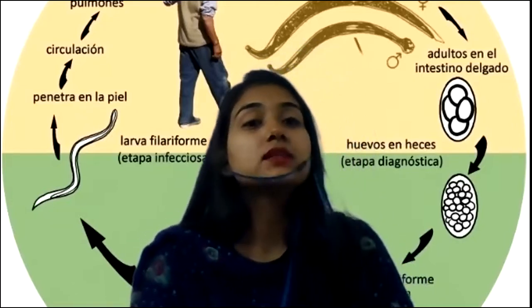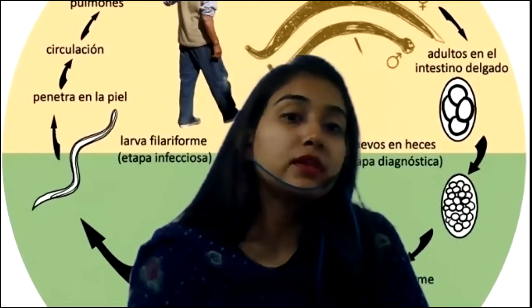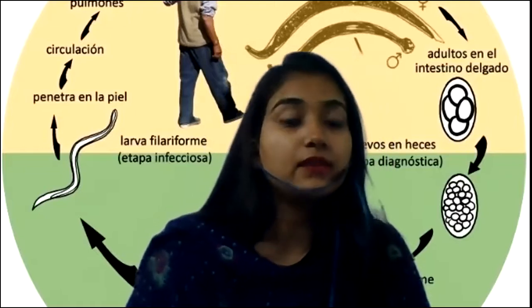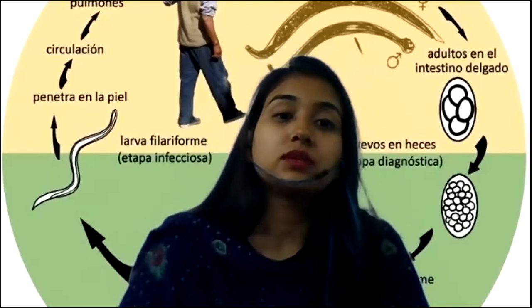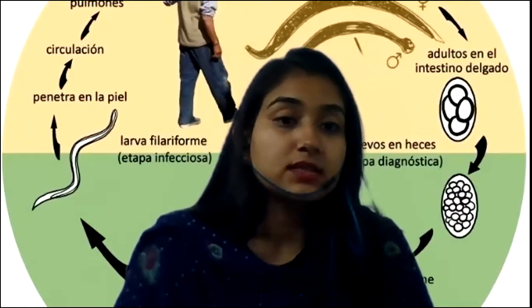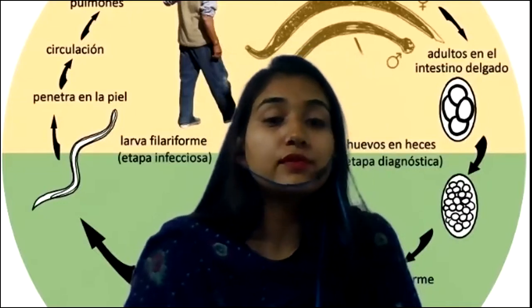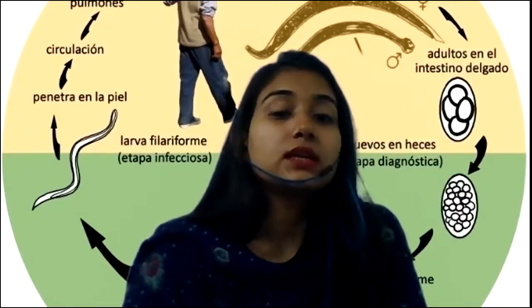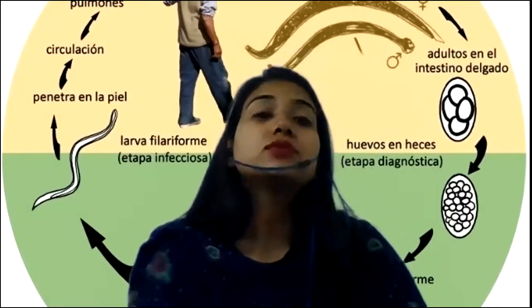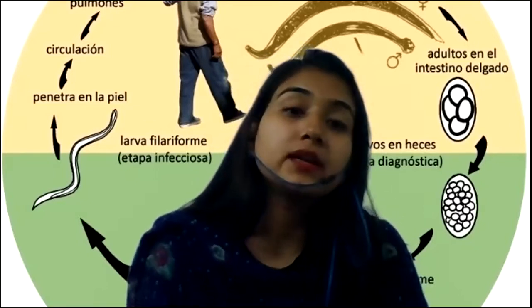And second, lesions in the lungs. So bronchitis and bronchopneumonia may occur when the larvae break through the pulmonary capillaries and enter the alveolar space. A marked eosinophilia occurs at this stage. And next, pathogenic effect caused by adult worm.